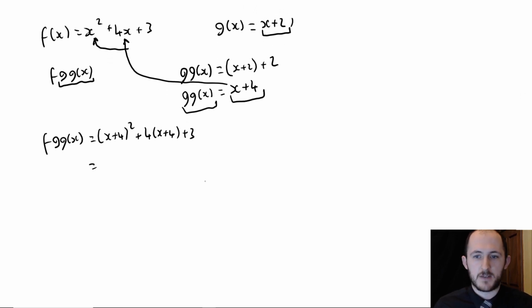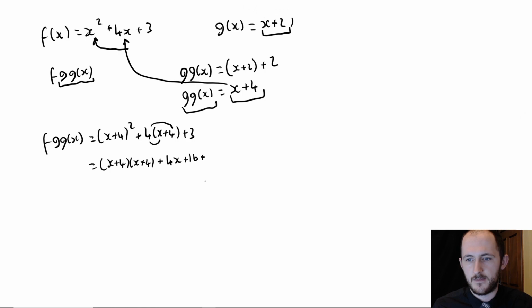So if I expand x plus 4 squared, I don't know how quickly I should do this. You know what, let's do it nice and slow. I'm going to expand this bracket, 4x plus 16 plus 3. Then here I get x times x and x times 4, so we get x squared plus 4x plus 4x plus 16 plus 4x plus 16 plus 3.